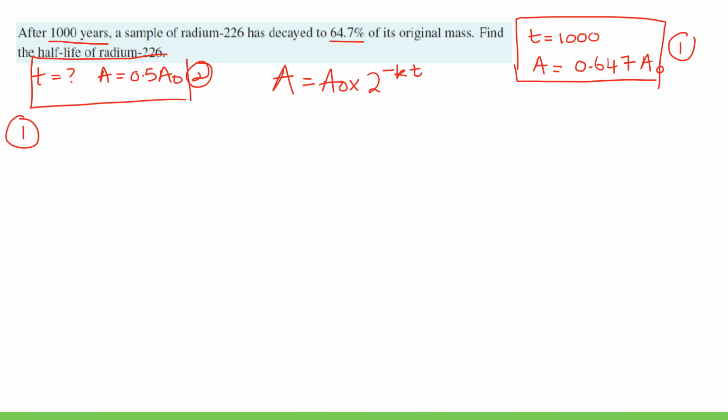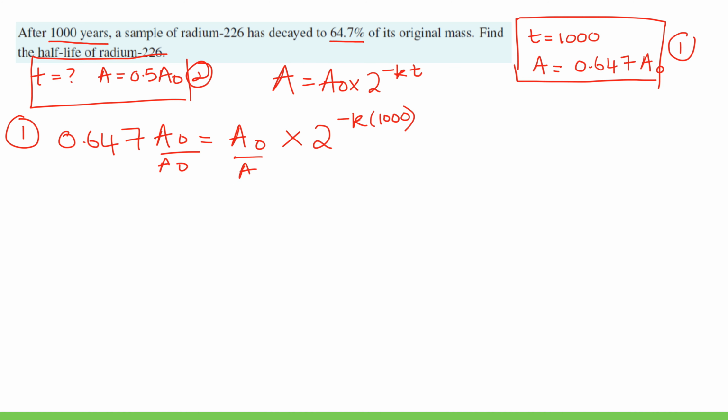So step 1, let's find k by substituting in that point. I have 0.647 A0, that's my amount, is equal to my initial times 2 to the power of negative k times 1000. Even though I don't know my initial amount, that's fine, because all I need to do is divide both sides by that initial amount, whatever it is, and it actually ends up cancelling out. So it's not a problem that it's not there.